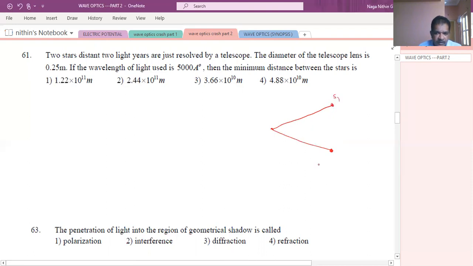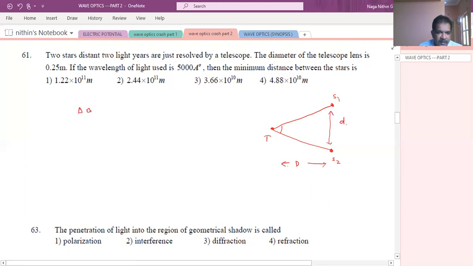Here one star is there. Here another star is there. Here a telescope is there. The diameter of the lens of the telescope is 0.25 meter. What is the minimum distance between the stars? The distance of the stars from the telescope they gave as 2 light years. Then how to find delta theta? This distance is what they are asking.